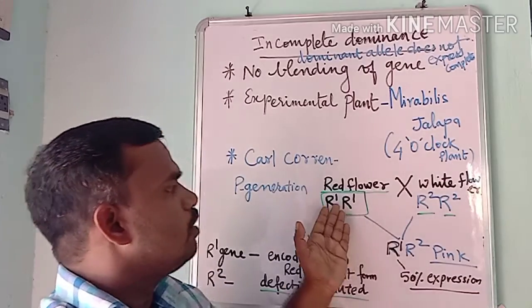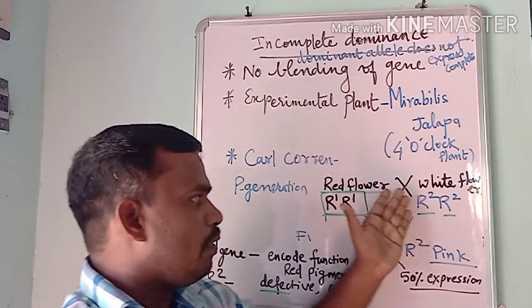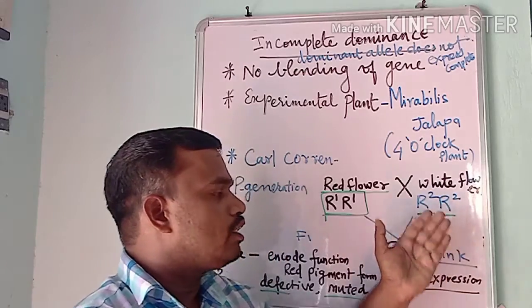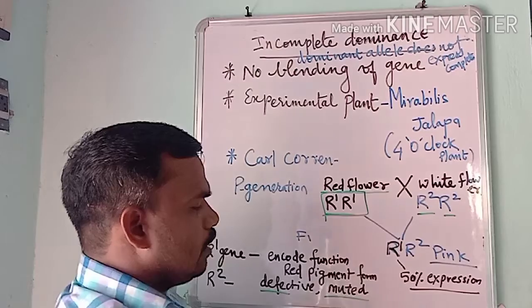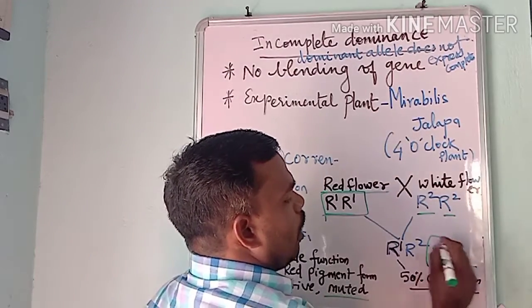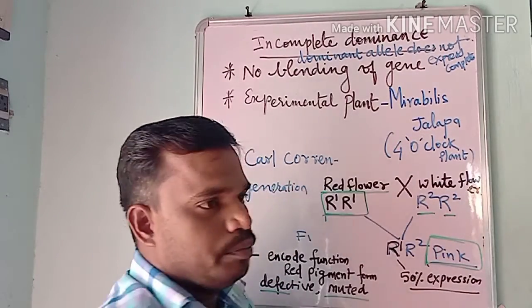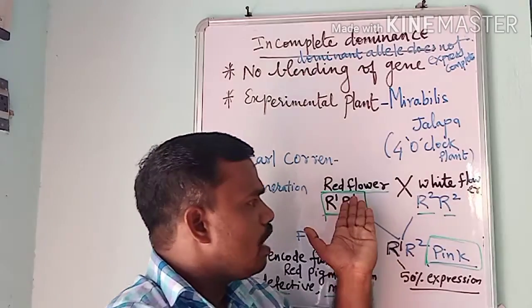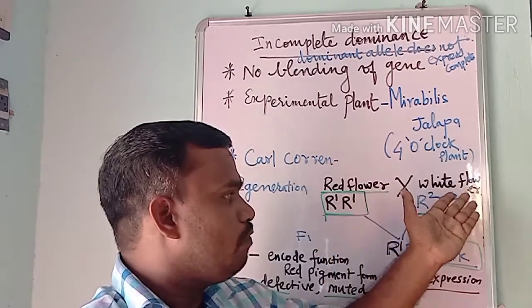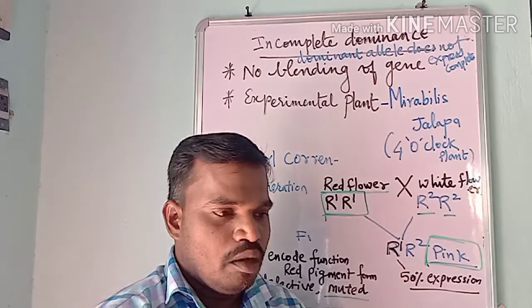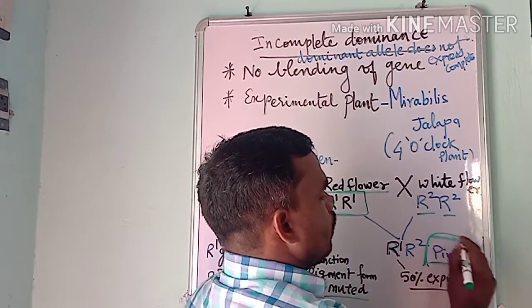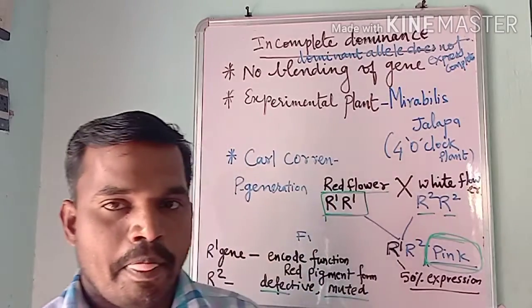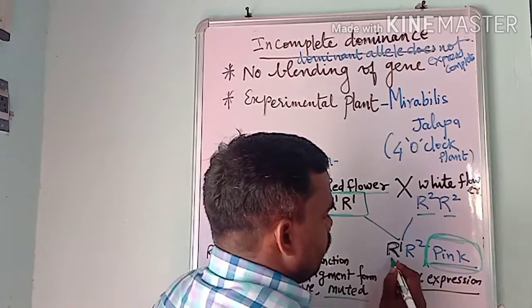When the red flowers of Mirabilis jalapa are crossed with the white flowers, in the F1 generation we see pink flowers. Look at this: we took red flowers and white flowers and crossed them, but in the F1 hybrids we get pink flowers. How is this possible?